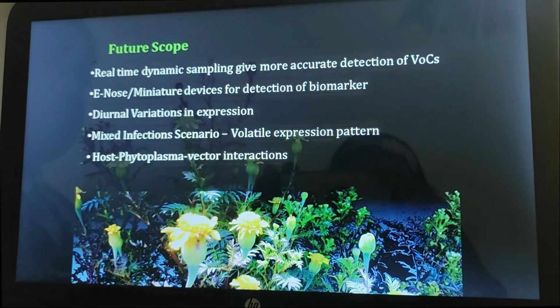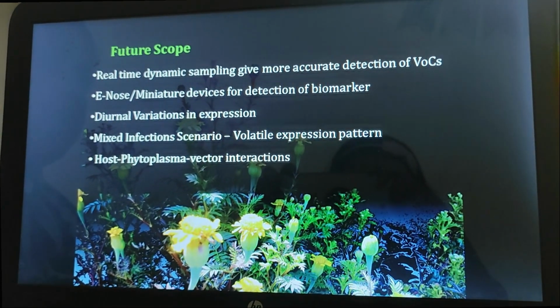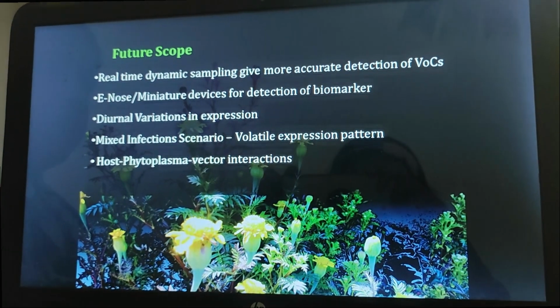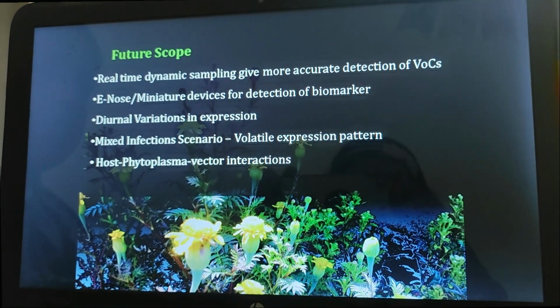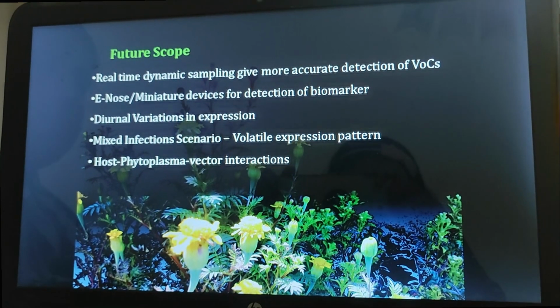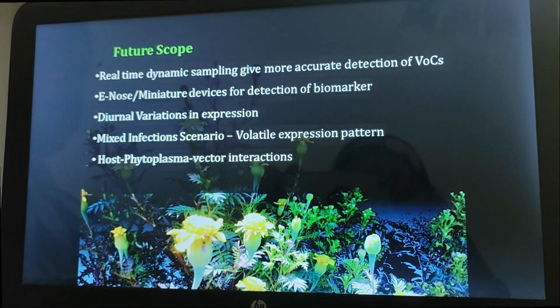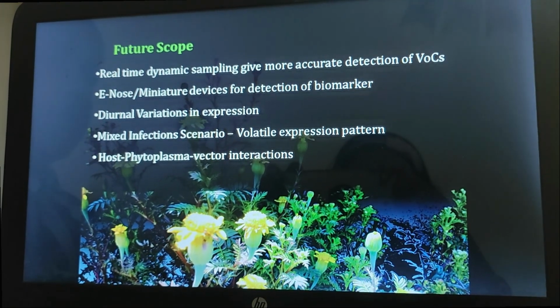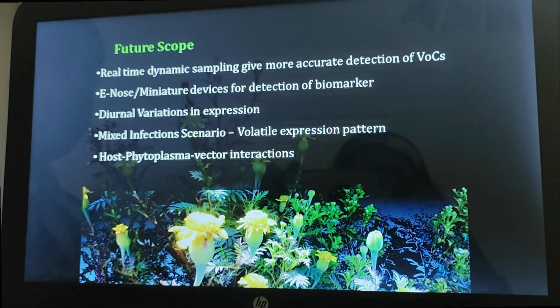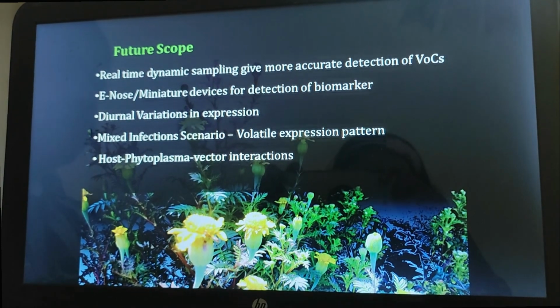So mixed infection scenarios have to be explored in future to see the expression patterns and host, phytoplasma, and vector interactions. Study through these volatile organic compounds gives promising results for management strategies.